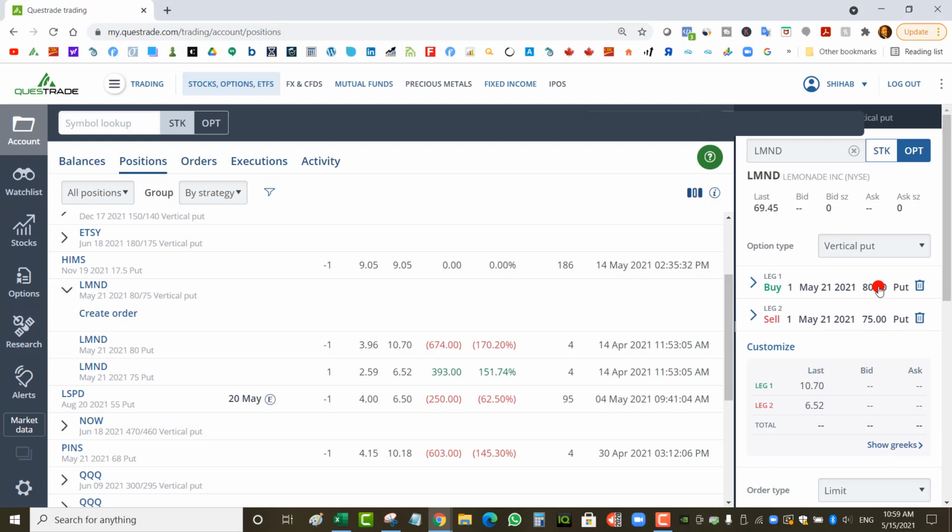So that's not good. Lemonade, now there are two ways I can manage this trade. I could increase the width of the spread and roll it forward, so turn it into a 10-point wide put spread and roll it forward. Or I could turn it into a naked put.